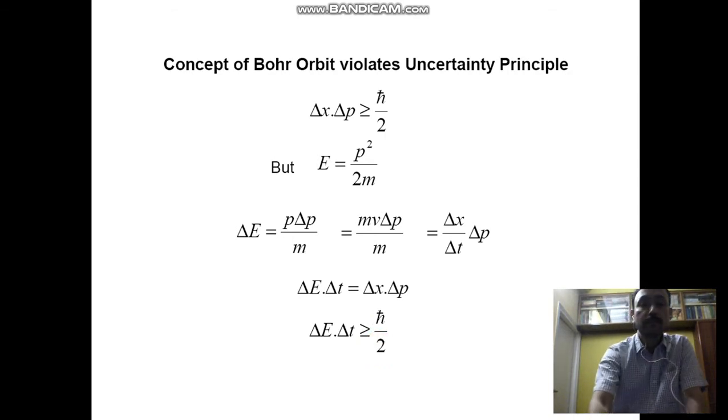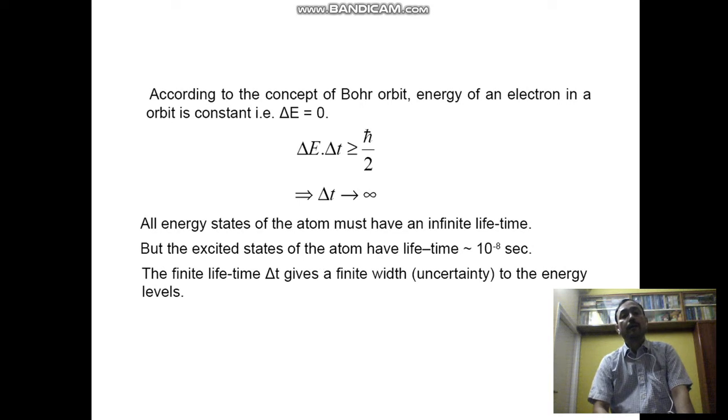Now come to this part. According to the concept of Bohr orbit, energy of an electron in an orbit is constant. That means E is constant, means ΔE is equal to 0. So from this energy-time uncertainty, if ΔE becomes 0, then Δt becomes infinity. All energy states of the atom must have an infinite lifetime.